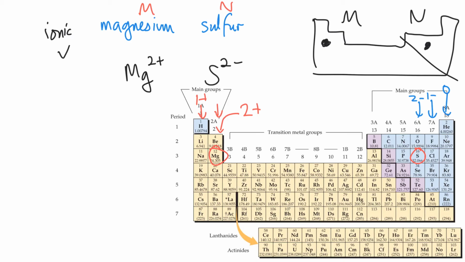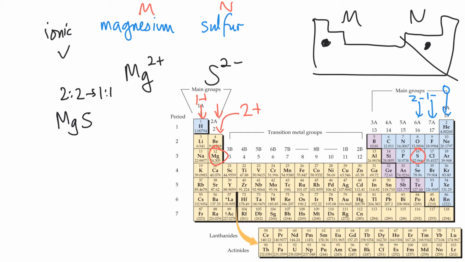So what do we want? We want the formula. This is one where the crisscross method actually gets us in trouble, because the 2 there and the 2 there, you might think it's Mg2S2, but you always simplify. So 2 to 2 simplifies to 1 to 1. So instead of writing Mg2S2, you write MgS.